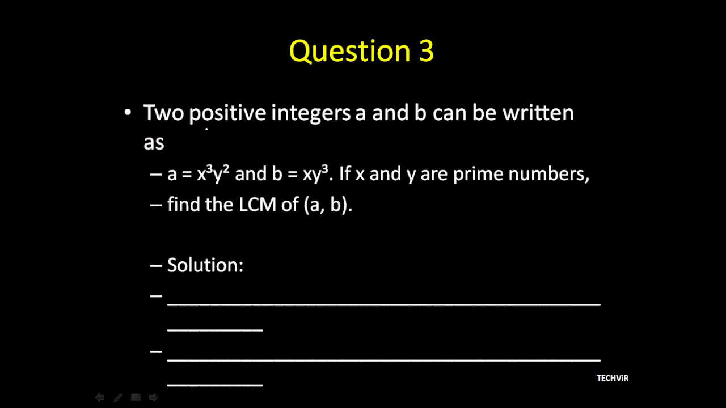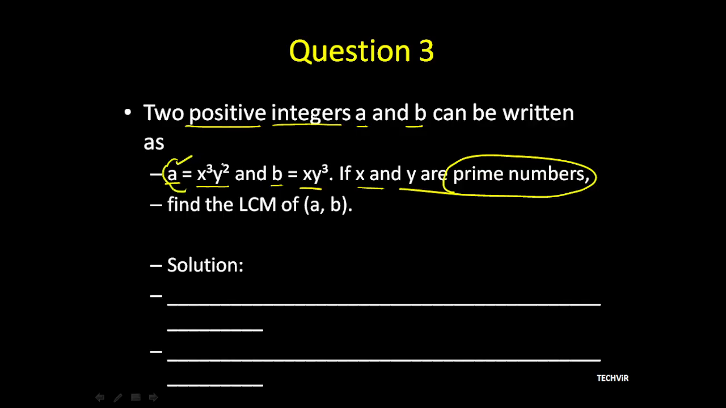This question has also been asked many times in previous year board examinations. So there are many chances that this question is going to come in your examination as well. Two positive integers a and b can be written as a equal to x cube y square and b equal to xy cube, where x and y are prime numbers. You need to take care of the words prime numbers. This is the prime factorization of a, and this is the prime factorization of b.